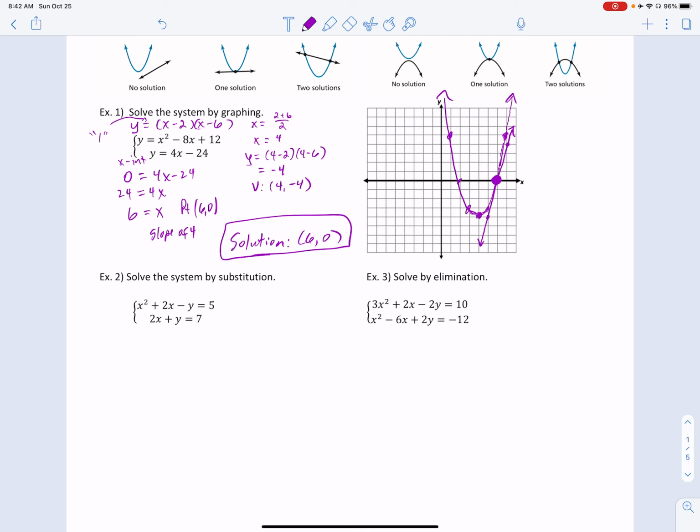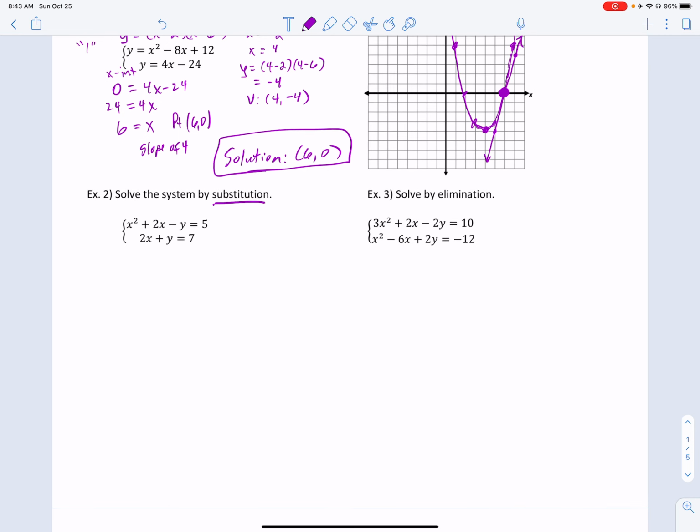All right, number 2, solve by substitution. So you need to watch the wording on that because you are going to need to use the process asked for. And so substitution means we solve one of them for a variable and substitute that result into the other equation. And so I would just take this second equation and solve it for y, and then substitute that value of y into the top equation.